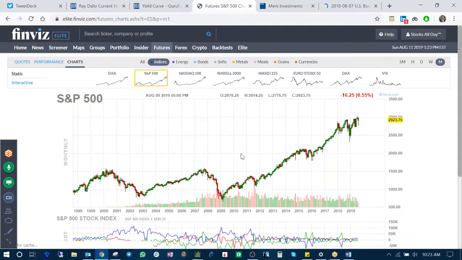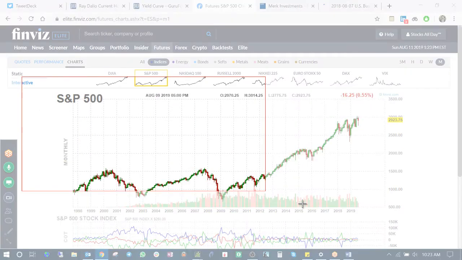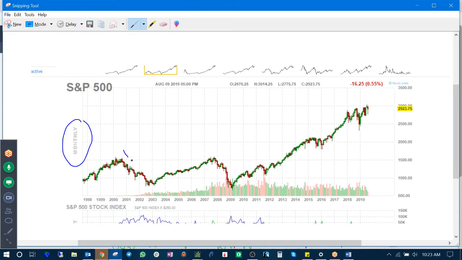I like to zoom out occasionally and just kind of see where we're at, what's going on. This is the S&P 500 monthly, right here. So these were the previous declines, right? This is what I'm seeing today. It's been a very bumpy ride. I can't tell anymore at this point.